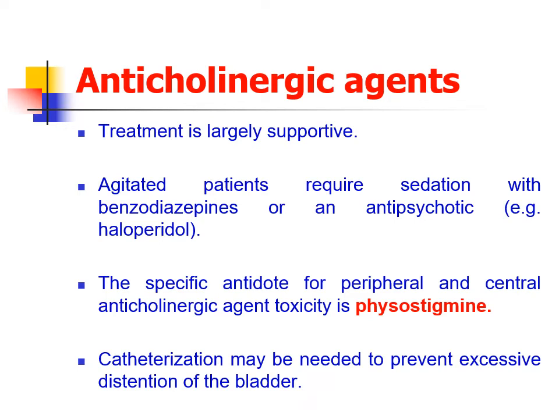Treatment of anticholinergic agents poisoning. Treatment is largely supportive. Agitated patients require sedation with benzodiazepines, which are sedative hypnotics, or an antipsychotic like haloperidol. The specific antidote for peripheral and central anticholinergic syndrome is physostigmine. Physostigmine is a cholinesterase inhibitor. It inhibits the enzyme cholinesterase, increasing the level of acetylcholine.